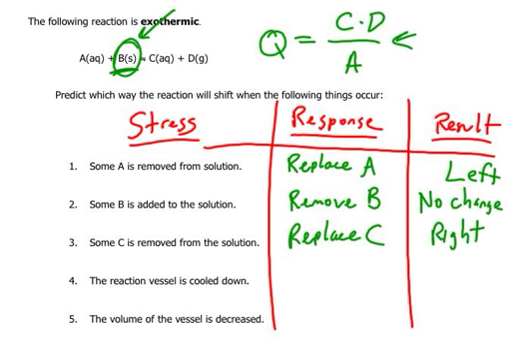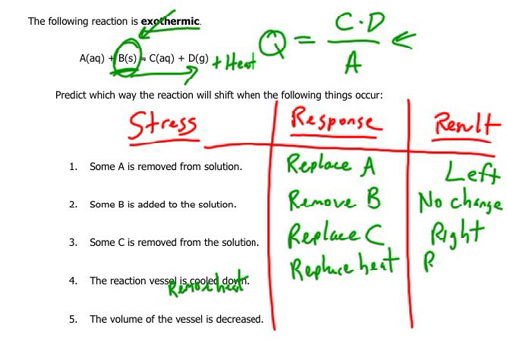Next, the reaction vessel is cooled down. So one thing I didn't mention here, this is exothermic, so we have a heat term. And if it's an exothermic reaction, we can say the heat term is on the right. So if I am cooling down the system, let's translate that, I'm removing some heat. So I'm just going to write remove heat. So if I remove heat, I want to replace the heat. That is my response. So which direction do I go to replace the heat? I'm going to go where the heat is. I'm going to move to the right.